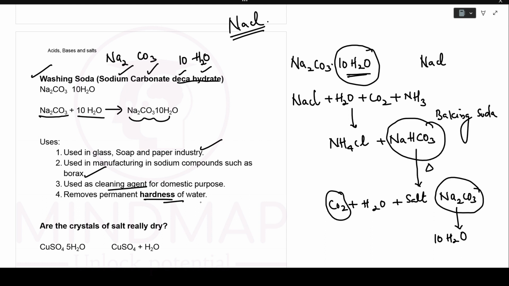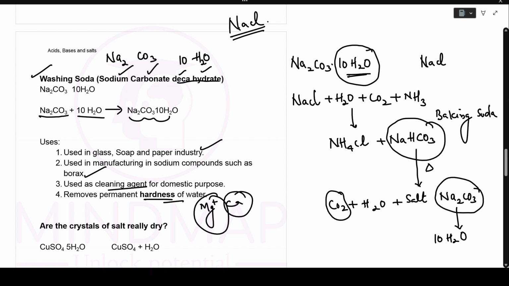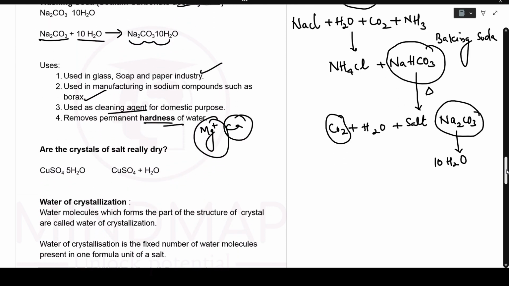Hard water means the water which has ions of calcium and magnesium in it. Water with calcium and magnesium ions is difficult to use for cleaning purposes, because then there is no lather. In hard water, you cannot use the soap. So, we use washing soda to remove the hardness.